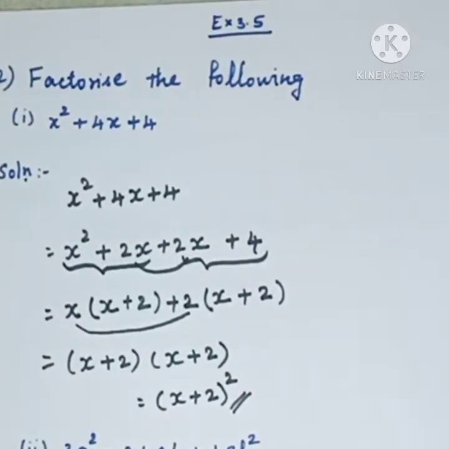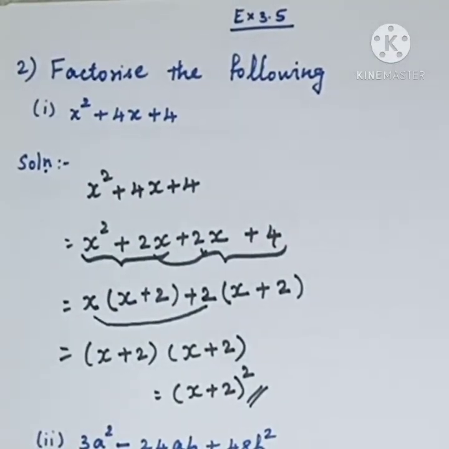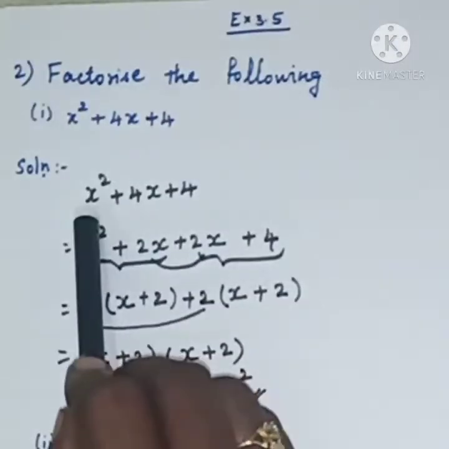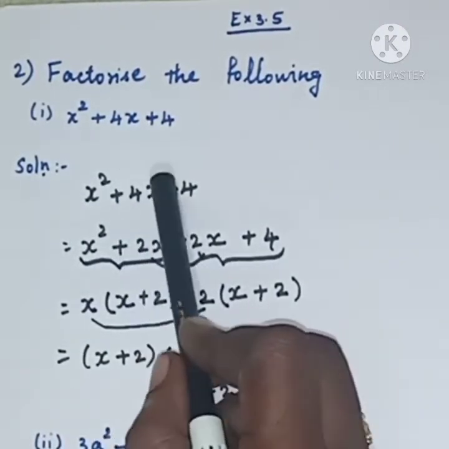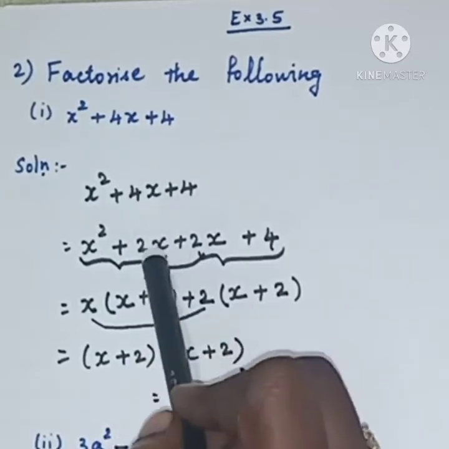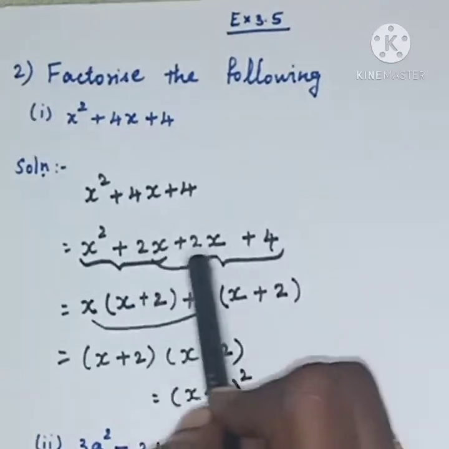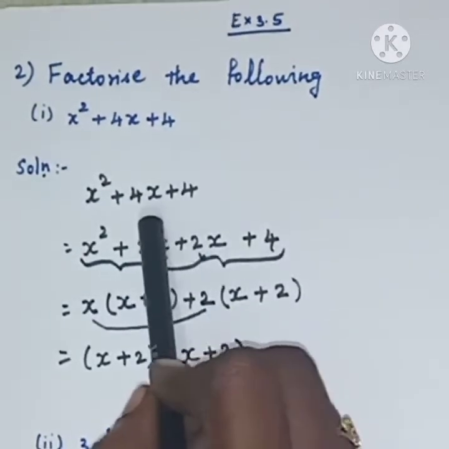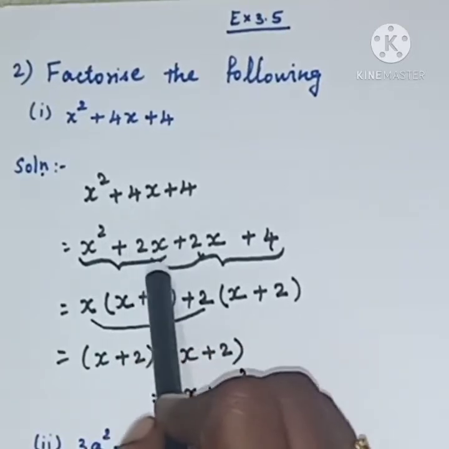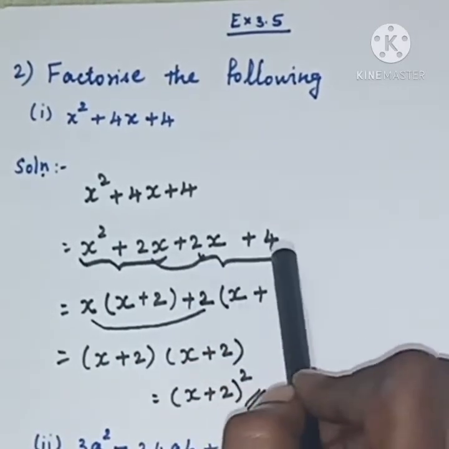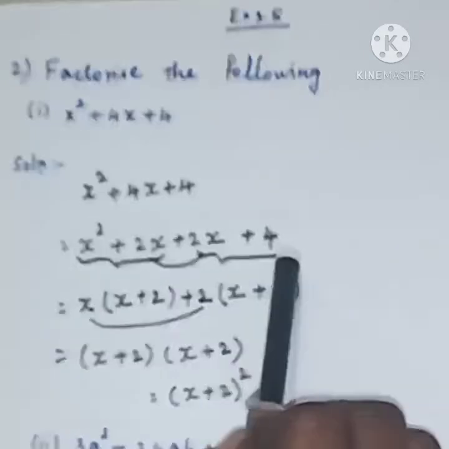This is the answer for the second sum, first subdivision. I repeat it once again. The first subdivision is factorize x square plus 4x plus 4. So here we have 3 terms in this expression. We have to split that middle term into 2 terms. So 4x can be written as 2x plus 2x. By adding 2x plus 2x, we get 4x, isn't it? So write this 4x as 2x plus 2x, plus 4. Now we have 4 terms in this expression.